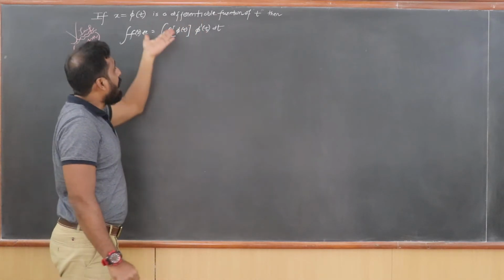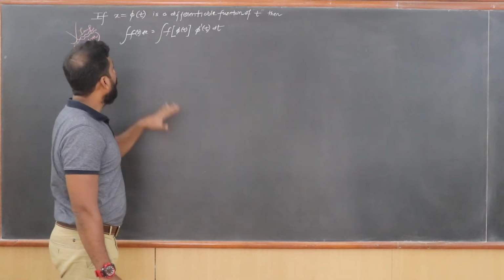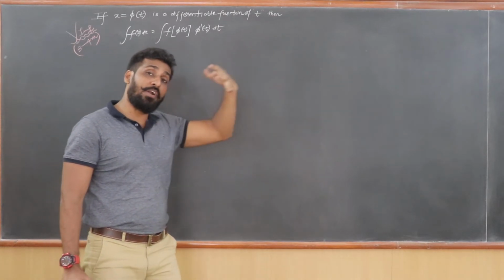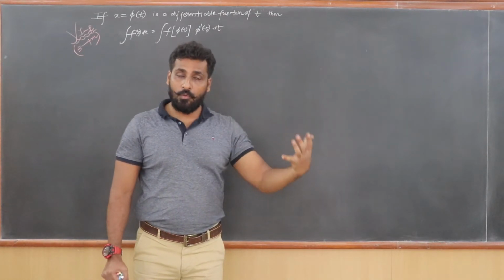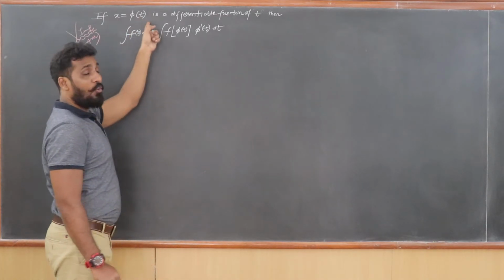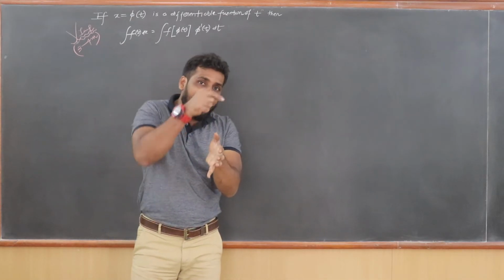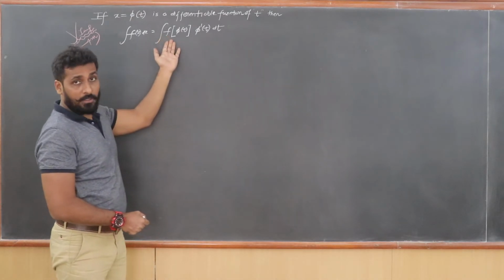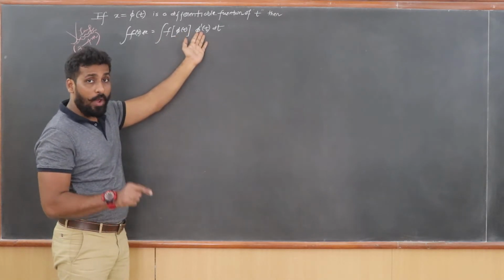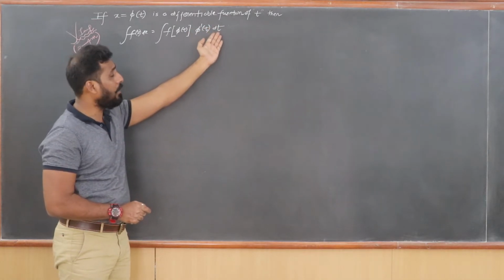Then he is saying, if x is a function of t and a differentiable function, then you show that the integration of some other function f of x, which is a function of the variable x, but as you know, x is a function of t, so the integration of f of x, x contains t, the answer comes as integration of f of phi of t, phi 1 of t, where phi 1 of t is the first derivative of phi of t, and dt.